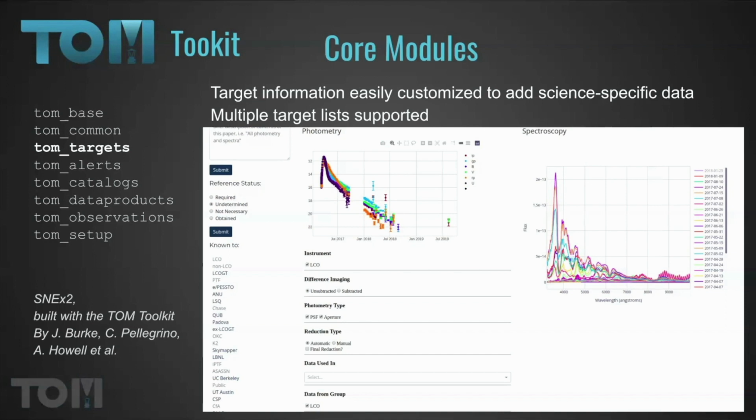The TOM also supports the construction of lists of targets and includes essential search functionality and interactive plotting tools which assist the user's workflow. But the design of these pages is highly customizable. As you can see here in this example of a target page that has been customized for supernovae follow-up with the SNEX-2 system built by Jamie Burke, Craig Pellegrino, and Andy Howell.